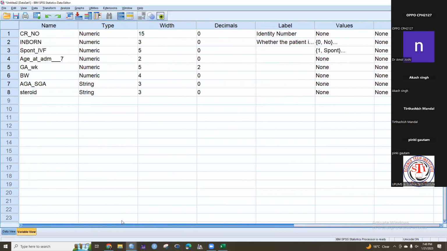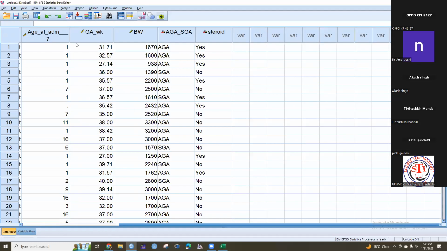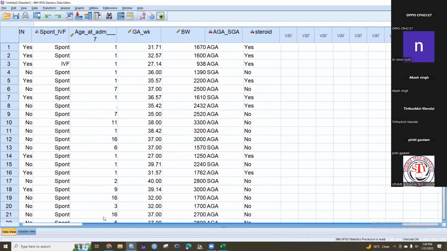So you have to change it like this. Similarly, gestation age in weeks is scale data. Birth weight is scale data. AGA, SGA, steroid, again these are string nominal. You have to convert them into nominal the way I have told you.